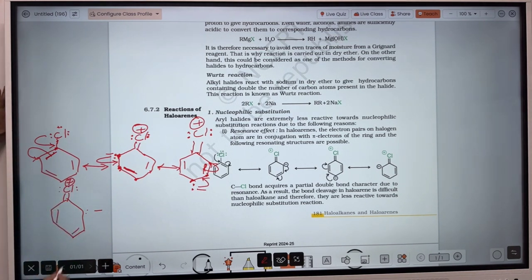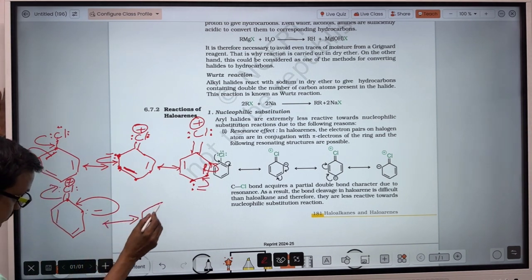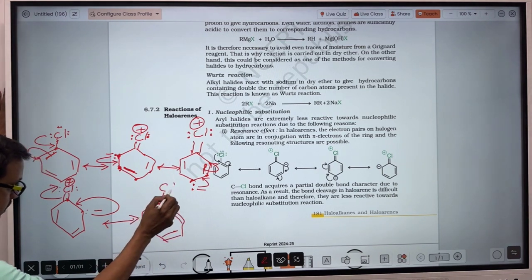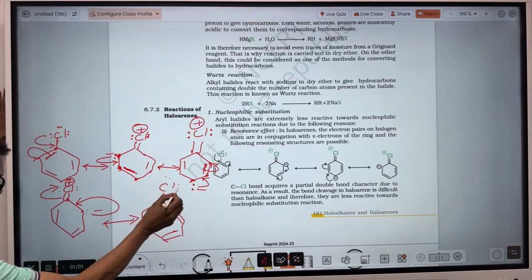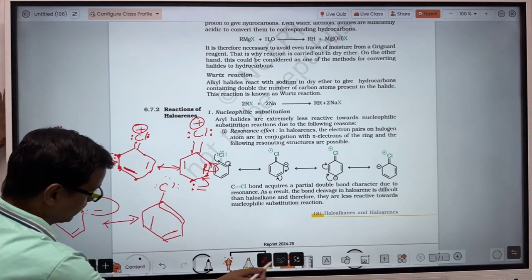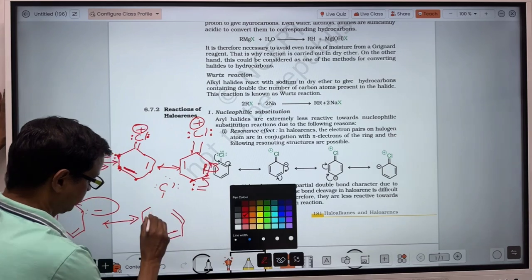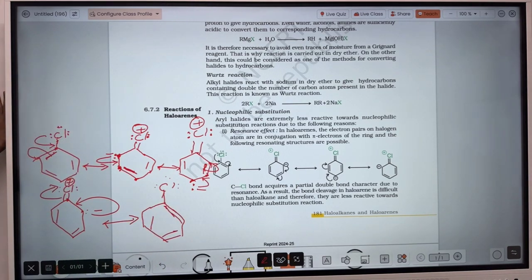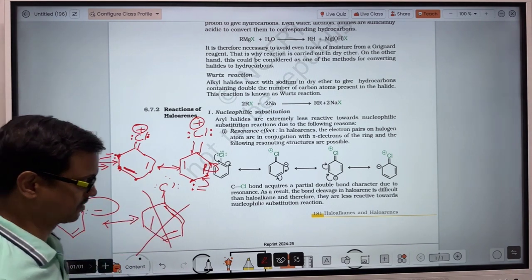Remaining structure this one. Then this lone pair of electrons will come for the double bond formation between this carbon and this carbon. So this pi electron will come to this chlorine. So the next structure will be here the double bond formation, and here the double bond converted to single bond, and again the 3 pairs of electrons will come here. Okay, but the first structure and the last structure are the same, so no need to draw this structure.